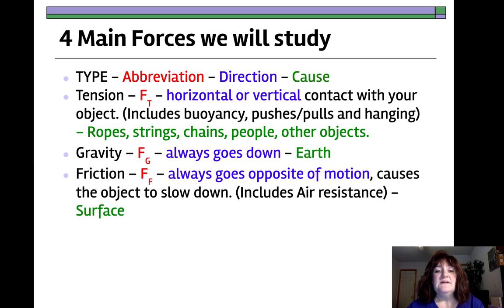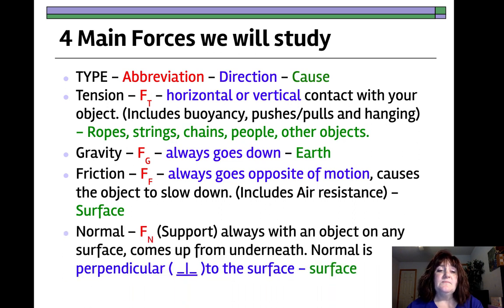Friction is the next one. It is FF. It always goes opposite of the motion. So if an object is going down, friction will go up. It will cause an object to slow down, and this does include air resistance. And the cause of that friction is generally the surface or whatever you're in contact with, especially if it's in the air.